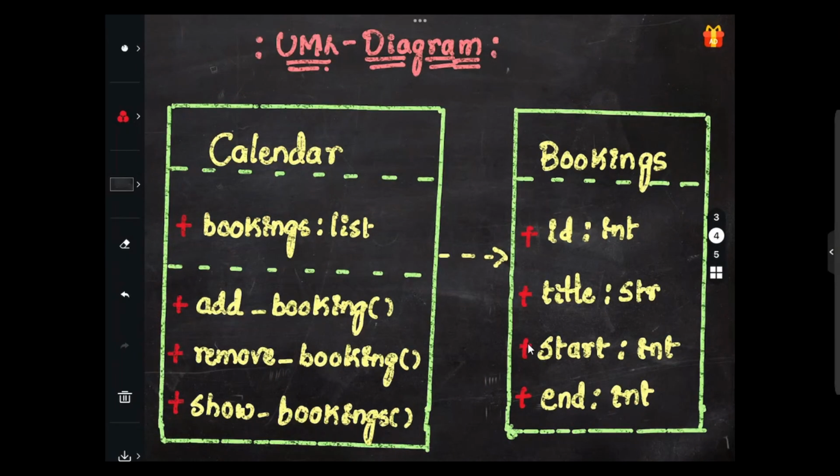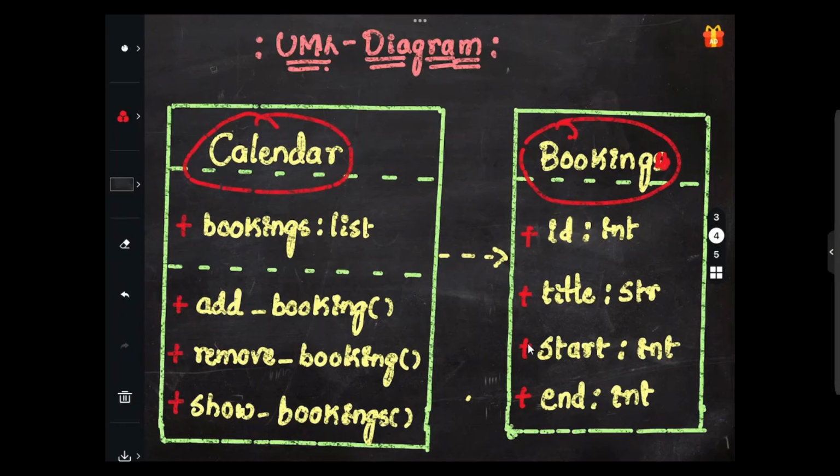Next, the main thing, let's move on with the UML diagram. So we will be going with two classes here. One is calendar and another one is booking. Booking is directly related to the calendar. Basically, booking directly depends on the calendar class.